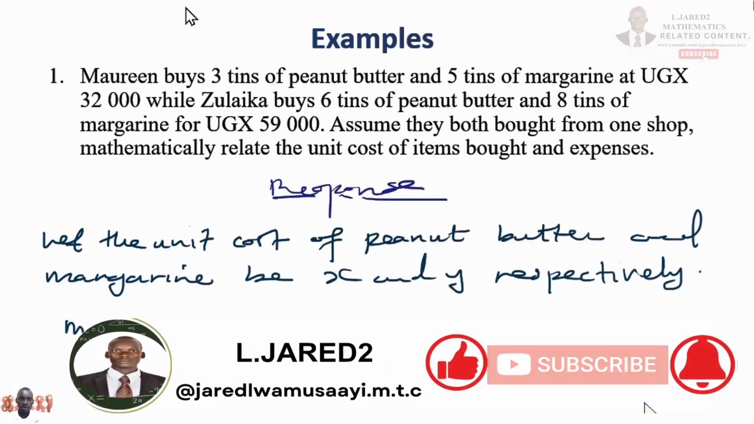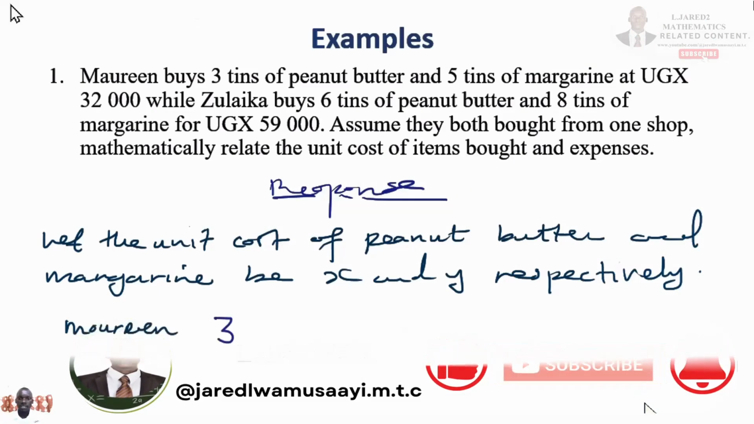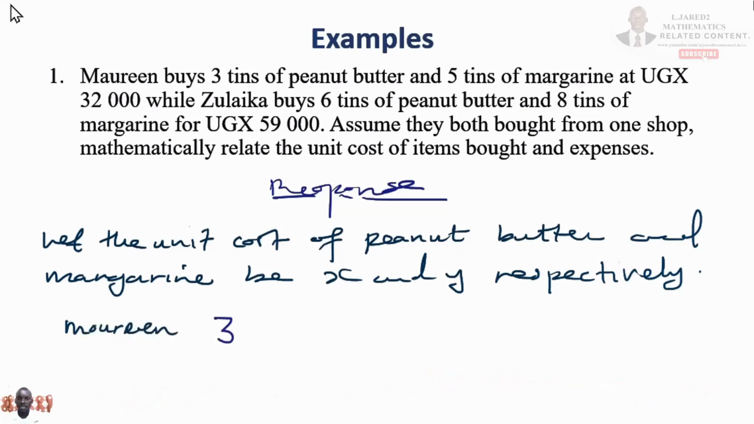Maureen bought 3 tins of peanut butter. Then peanut butter, the cost is x. Let us say she bought 3 peanut butter multiplied by the unit cost, which is x, plus 5 tins of margarine, so plus 5 multiplied by the unit cost of the margarine, then should be equal to the total amount of money she used, which is 32,000. So this now becomes our first linear equation. Remember, we have also Zuleika.